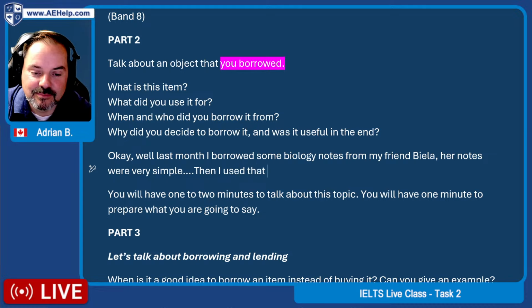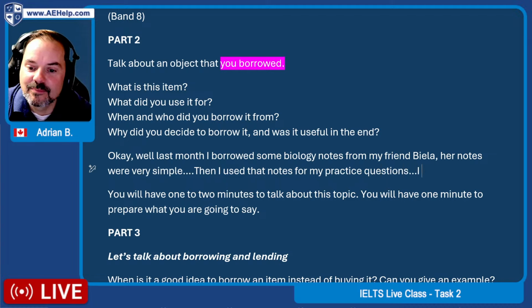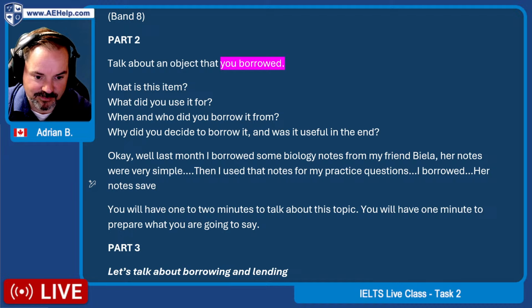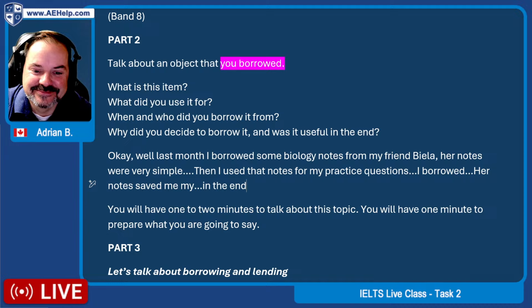They helped me to understand everything quickly. And I borrowed them because I didn't want to waste my time reading a whole textbook, and her notes saved me time and made things very easy. And in the end, I did well in the test and thanked her for her notes with a small gift. What was the gift? The gift was a hand watch. Wristwatch? Yeah, wristwatch. Okay. All right.